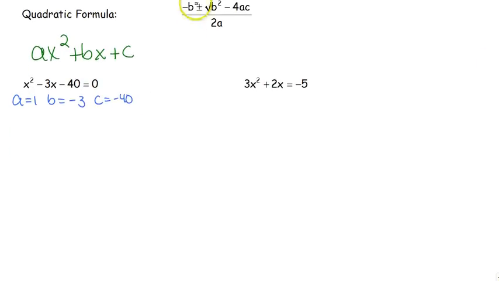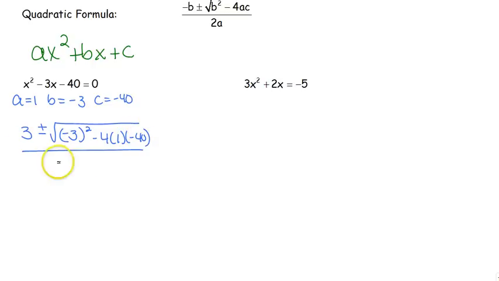We plug it in. This is the opposite of b. b is a negative 3, so the opposite of a negative 3 is a positive 3, plus or minus the square root of b squared, negative 3 squared, minus 4 times our a times our c, all over 2 times our a value. So the very first step, and you want to make sure that you show all of your work for this, is substituting in your a, b, and c values. Don't skip this step or you're going to skip a point.